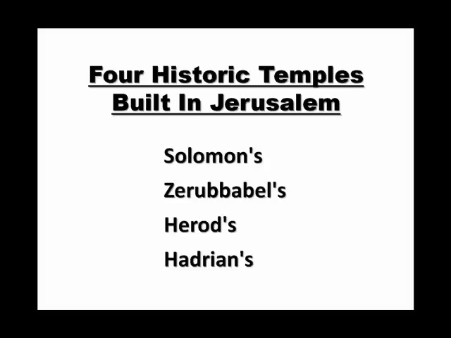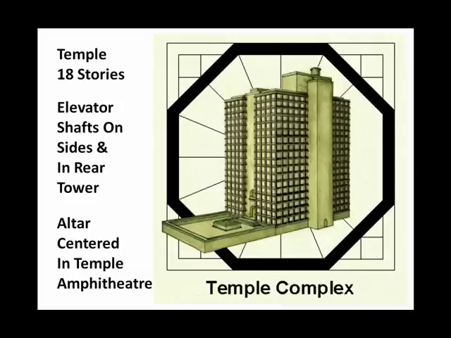Now, Hadrian's was called a pagan temple and not built according to the basic design criteria. The first three temples were 18 stories tall. Elevator shafts were on the sides and in the rear tower. They were called chambers of the slaughter knives and crank-up stairs. The altar is centered in the temple amphitheater in the court before the temple.